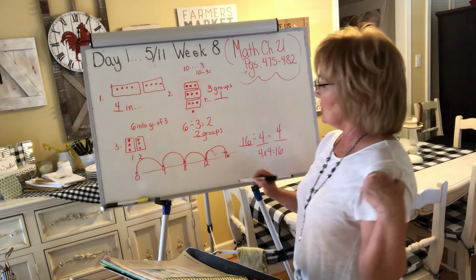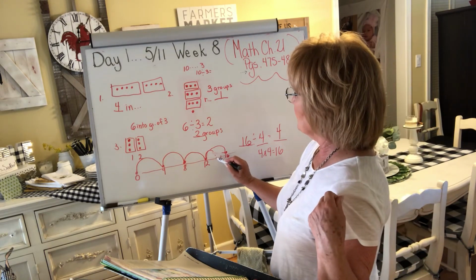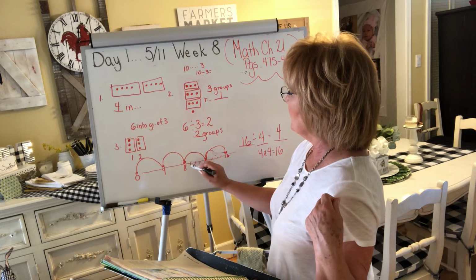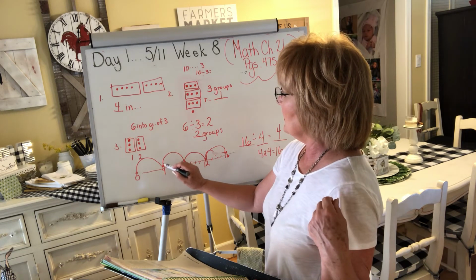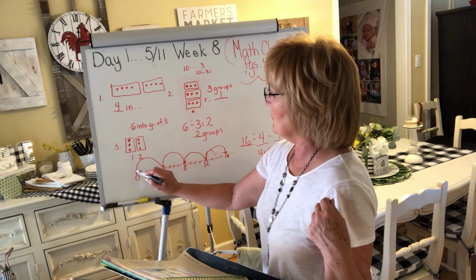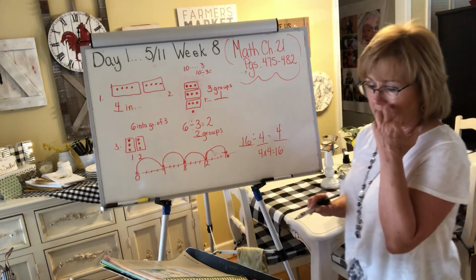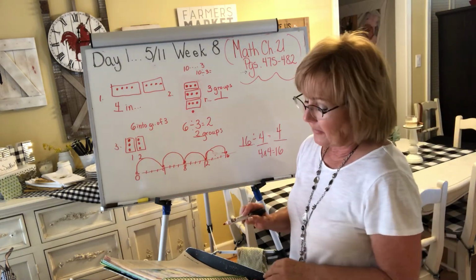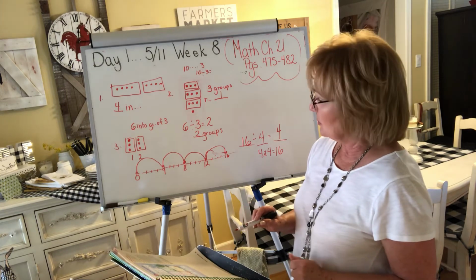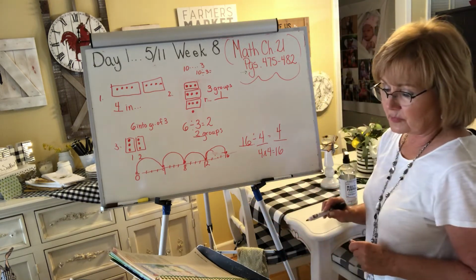Hope I didn't confuse you on that. Okay, 1, 2, 3, 4. 1, 2, 3, 4. So 16 divided by 4 into equal groups of 4 would be 4 groups.